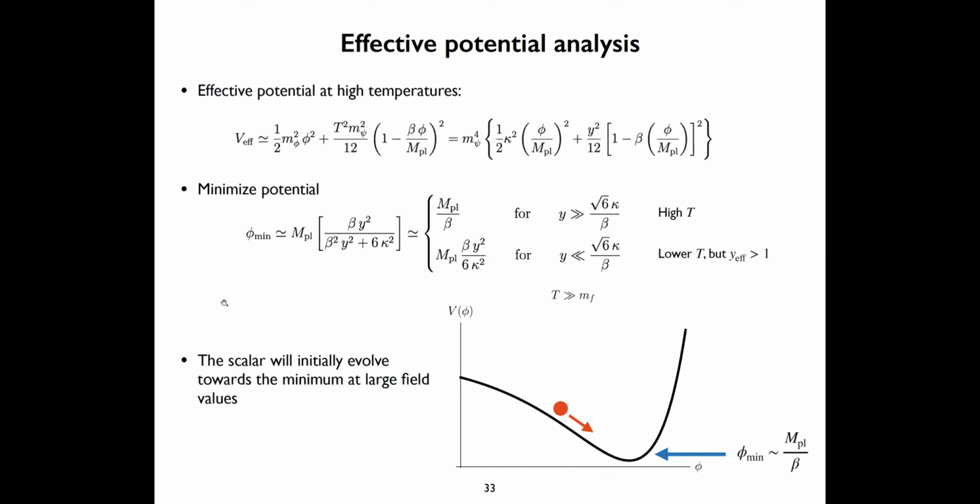We can try to get a better understanding by studying the effective potential at high temperatures. I've written that out here, and there are two contributions: the scalar field mass term, the tree level Lagrangian, and then the temperature dependent piece. You can translate those into the parameters I mentioned, the kappa parameter, which is essentially the scalar mass, and the y parameter, and you can minimize this. There are essentially two solutions. At high temperature, as I already alluded to, the minimum is at this value M Planck over beta. And then at somewhat lower temperatures, it goes like y squared. So it's starting to fall again back towards the origin. The minimum is moving back towards the origin, okay? And this is just in line with the picture I've already sketched.